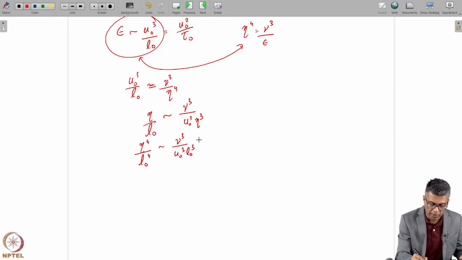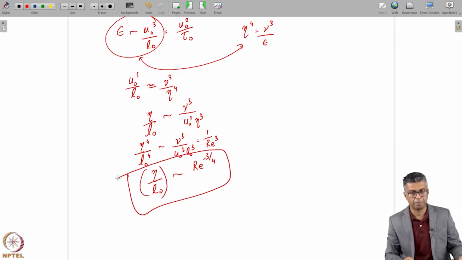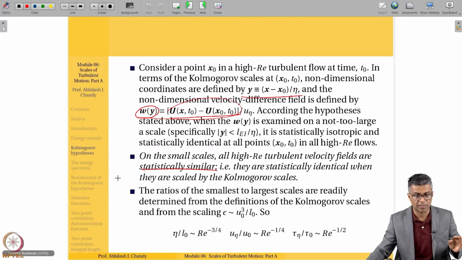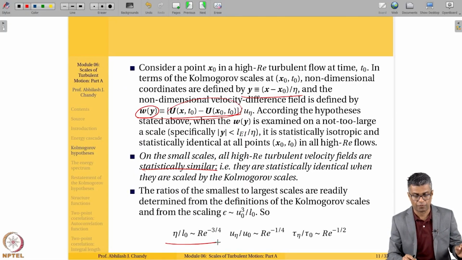Now, as you will notice, this is the same as 1 over Re cube, which means eta over L0 is of the order of Re to the negative 3/4. This is the equation I have in that slide. This is what we derived last time. This is where we ended last class. So this is what I just derived. Eta over L0 is Re to the negative 3/4.